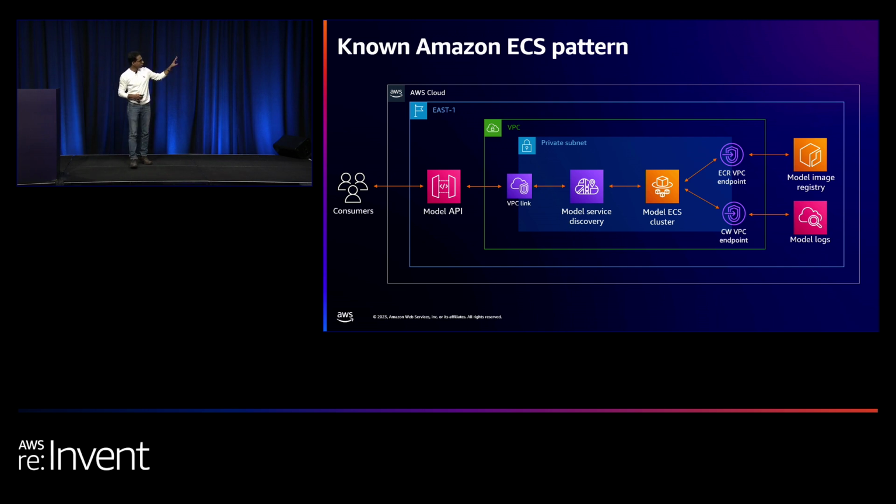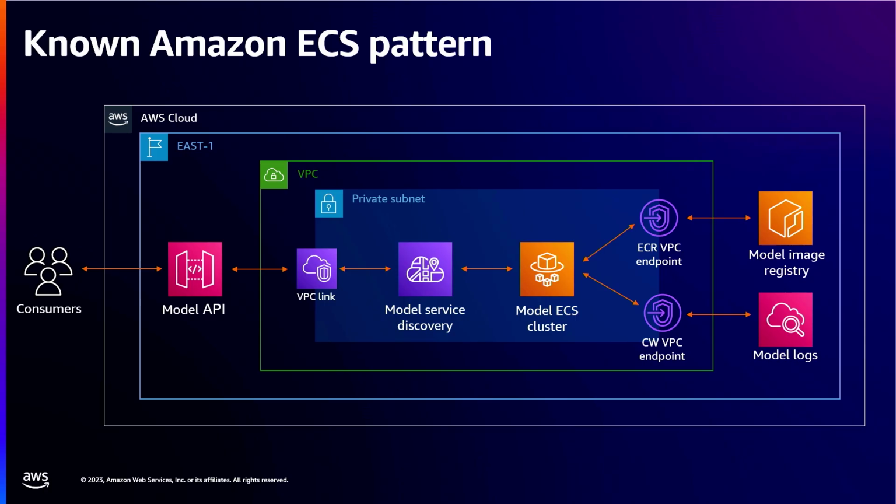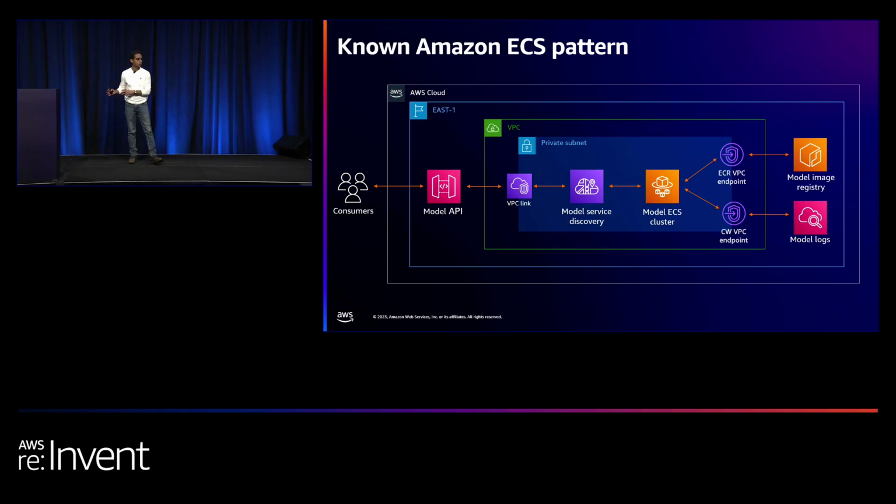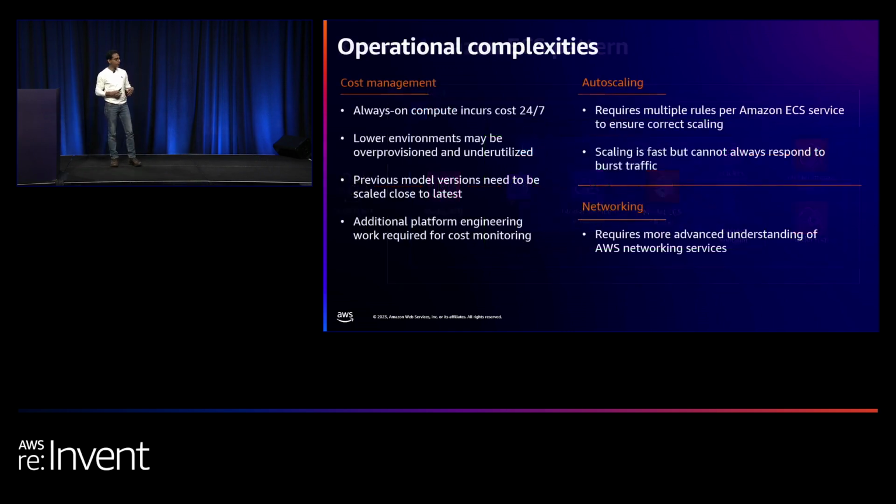So if you can see, most of their resources are running inside their own VPCs. They have their ECS ML model clusters, service discovery, and then they are tying everything end-to-end with networking, starting from their ECR repository all the way up to CloudWatch for logs and metrics. And this worked. But then it came with certain operational complexities.